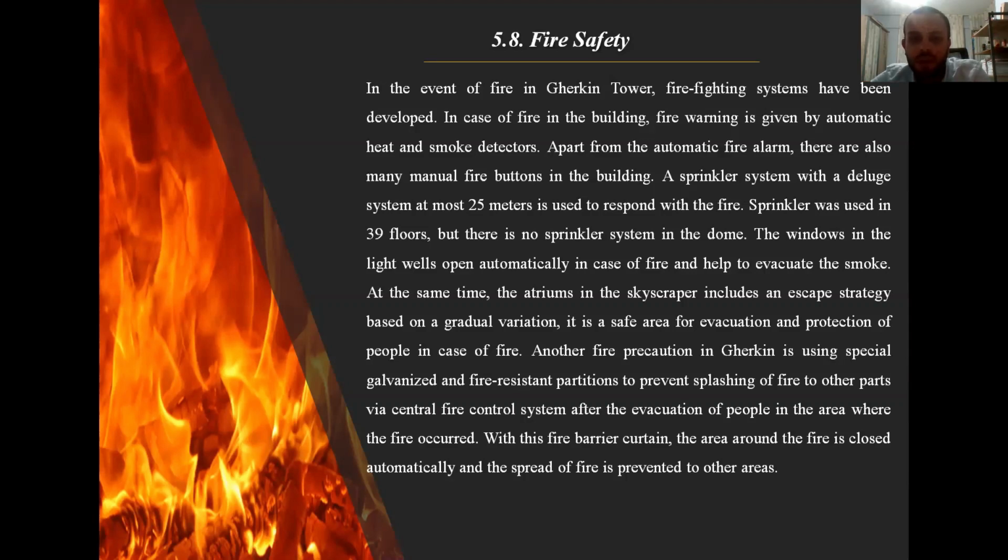At the same time, the atriums in the skyscraper include an escape strategy based on gradation. It is a safe area for evacuation and protection of people in case of fire. Another fire protection in the Gherkin Tower is the use of special galvanized and fire-resistant articulation to prevent the spread of fire to other parts via the central fire control system after the evacuation of the people in the area where the fire occurred.